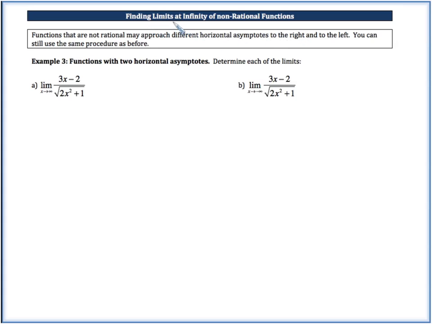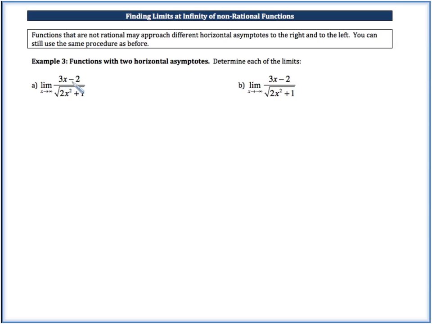I'm going to talk about finding limits at infinity of non-rational functions. Functions that are not rational may approach different horizontal asymptotes to the right and to the left. You can still use the same procedure as before. So we're going to talk about functions with two horizontal asymptotes, and we want to determine each of the limits to find the horizontal asymptotes.